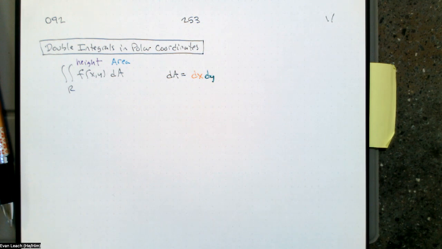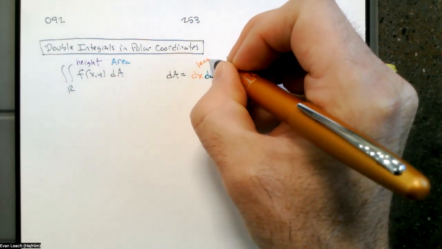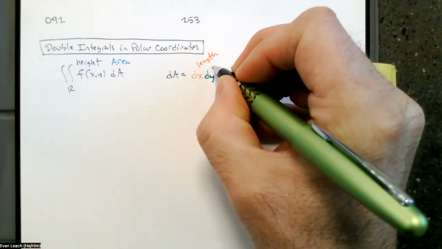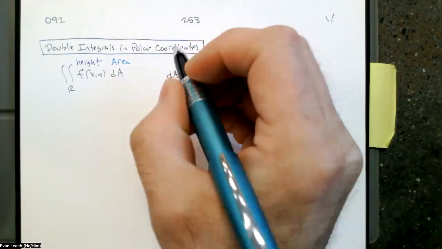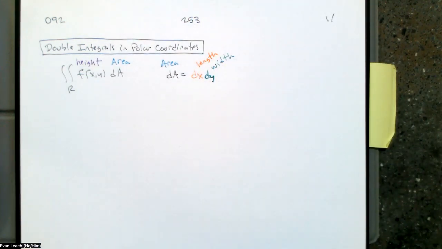The base model problem that we've been working on is that dA is a small piece of area, and it is made of a small piece of length and a small piece of width. So dx is a length and dy is a width, or the other way around. The names aren't that relevant. So that's our review of thinking of what the integral represents.